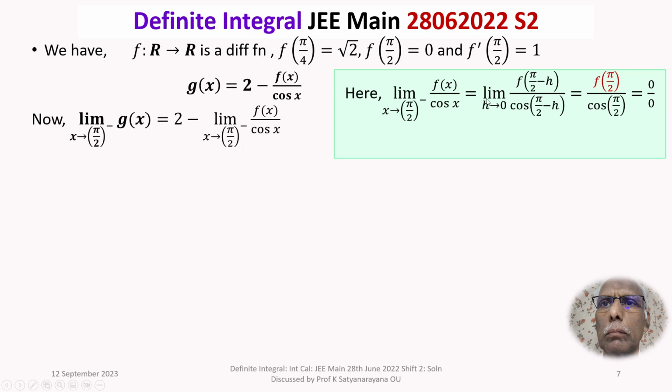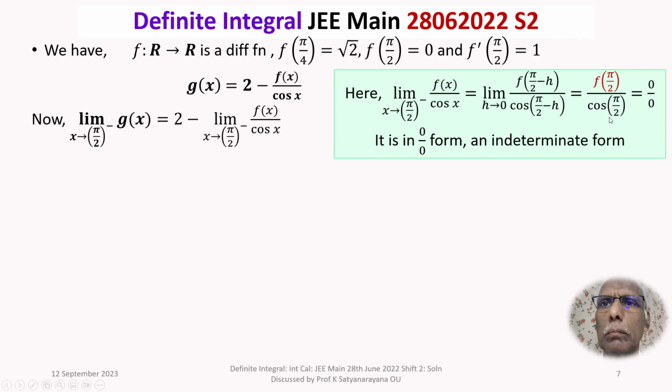So limit h tends to 0, f of pi by 2 minus h is f of pi by 2. Because f is a differentiable function, f is continuous, therefore this will happen. And cos is a continuous function. Cos of pi by 2 minus h, limit h tends to 0 will be cos pi by 2. And f of pi by 2 is given to be 0. And cos of pi by 2 we know it is 0. It takes the 0 by 0 form, which is an indeterminate form.